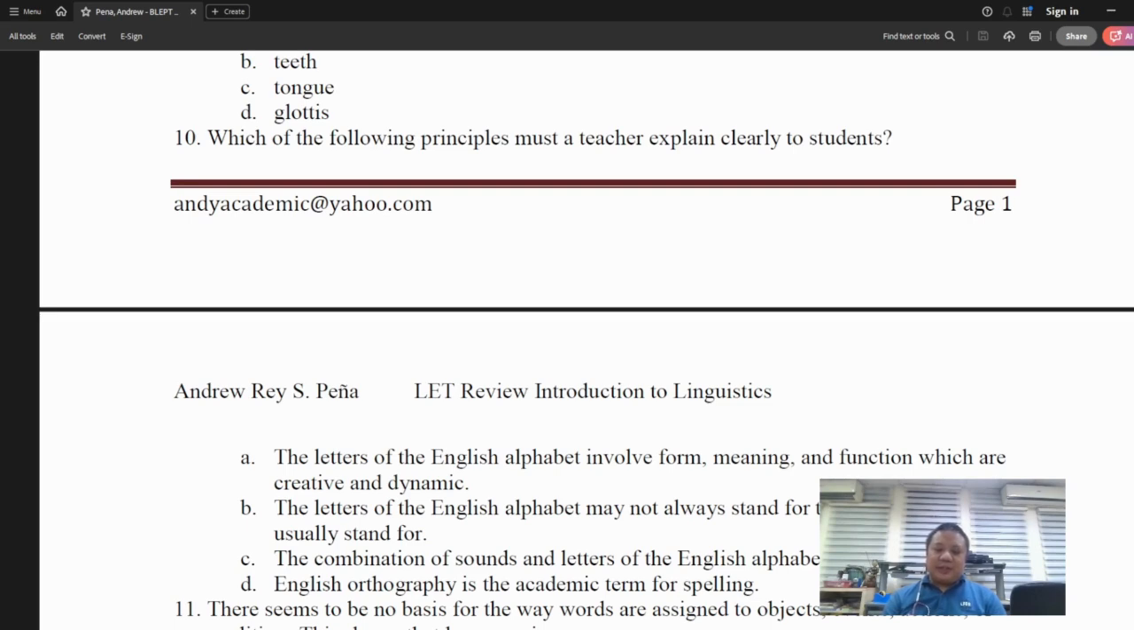The letters of the English alphabet may not always stand for the sound they usually stand for. That's the one that we must clearly explain to students. Letter D is correct, but it's not the one we need to clearly explain to students. Letter C is not entirely true. Letter A, it's not the letters of the English alphabet. It's language that involve form, meaning, and function, which are creative and dynamic.